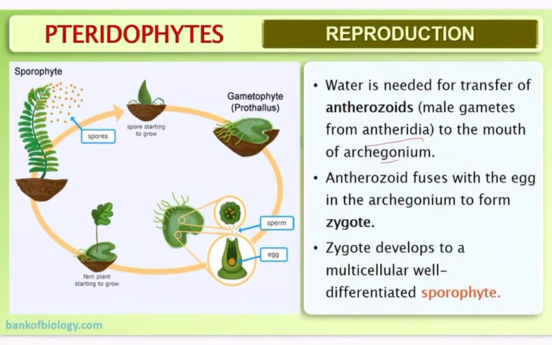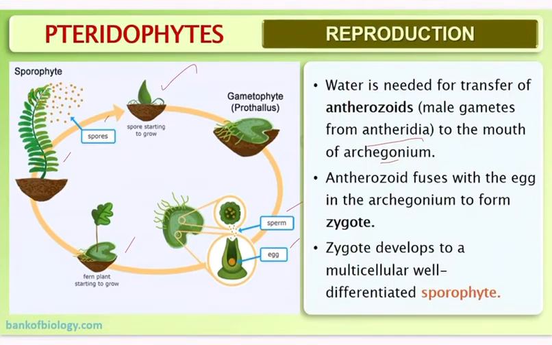Now, continuing with the reproduction, water is needed for transfer of antherozoids, that is male gametes, from antheridia to the mouth of archegonia. That is the reason why pteridophytes still depend upon water. So you can see the presence of antheridia, archegonia and prothallus, and then the sperm and egg. So fusion of that will form the zygote, embryo, and development of the sporophyte.